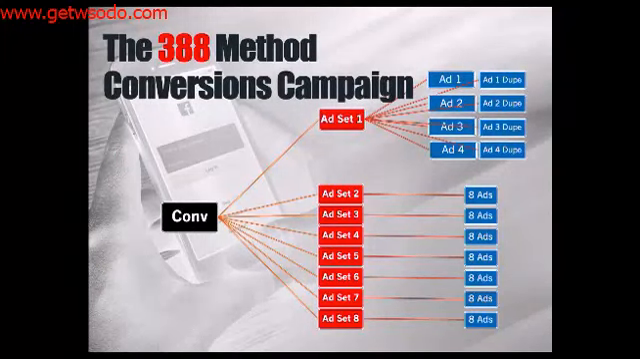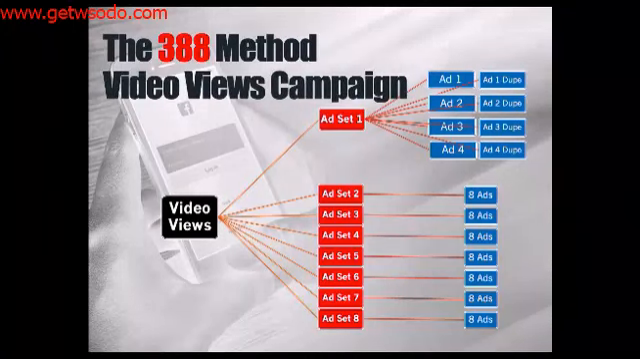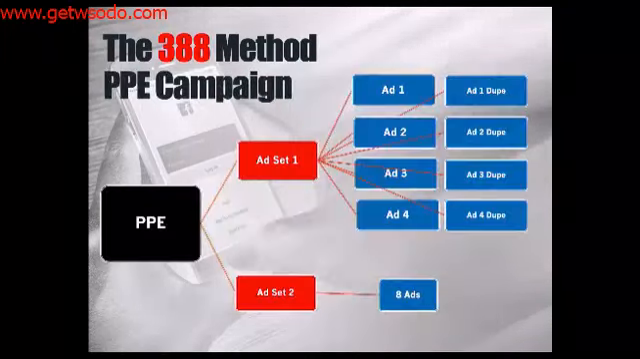And this is basically what the breakdown looks like. You've got your conversions campaign, and you've got your 8 ad sets there with your 8 ads in each ad set. And these are all the same. I just didn't have room to put them all there, you wouldn't be able to see anything. All right, and then the video views literally looks exactly the same, just a different objective. And PPE, same thing. I'll just do like 1 or 2 ad sets with those same exact ads in there.